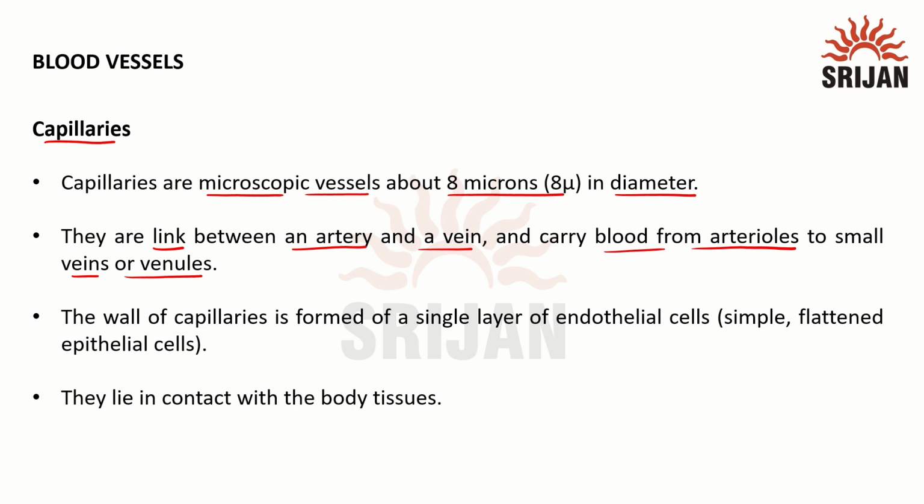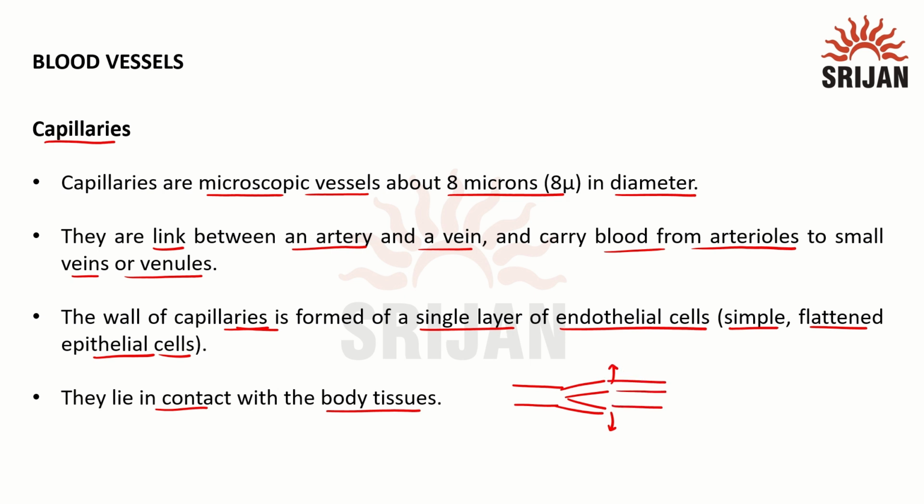The wall of capillaries, if we see, is made up of one single layer of endothelial cells. They are made up of simple flattened epithelial cells and they lie in contact with the body tissue. So they take up oxygenated blood from the arteries and give it to tissue. So the major location where the exchange of materials occurs is the capillaries. And then they again combine to form the vein. So they are the connecting link between artery and the vein.